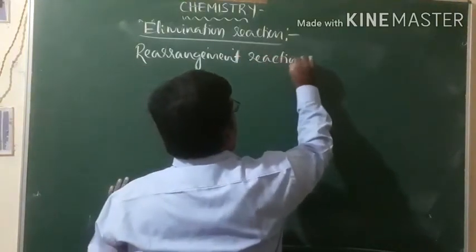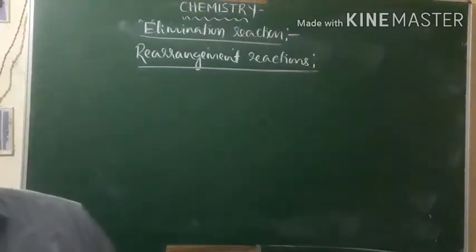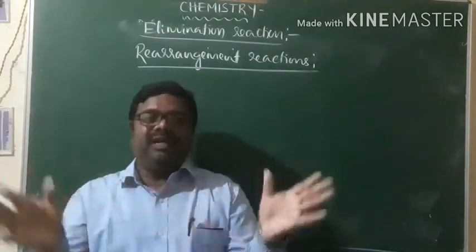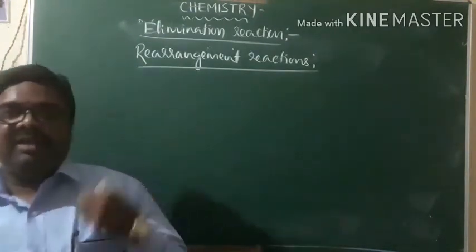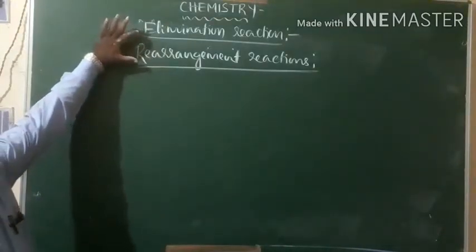Generally in rearrangement reactions, you are going to get quite an unexpected product due to the rearrangement. Atoms or groups in the substrate molecule will be rearranged. After rearrangement, you get an unexpected product. So that is what we call rearrangement reactions.